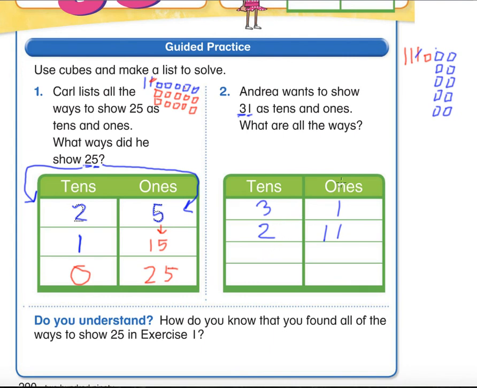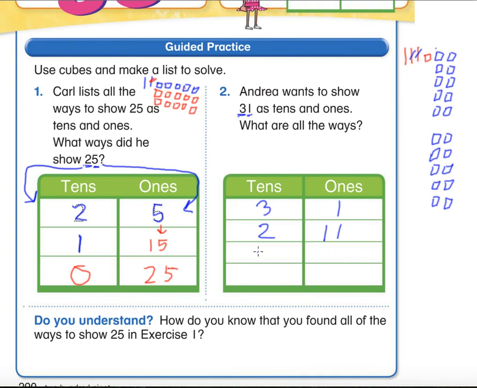Okay? But what if we wanted to show another way and we broke another 10 rod into 10 small pieces? We have 1, 2, 3, 4, 5, 6, 7, 8, 9, and 10. So I made 10 more ones.